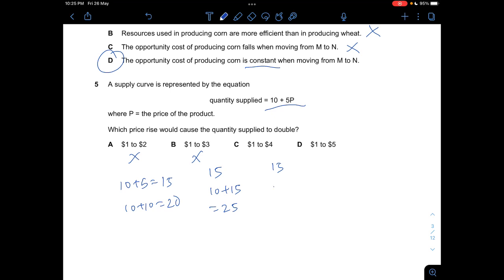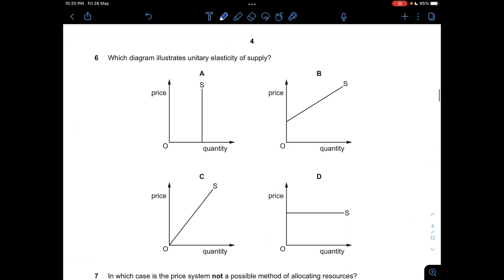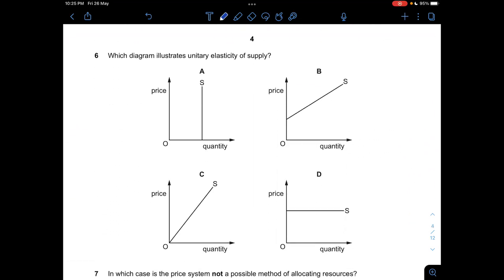So 20 plus 10, we get 30, so this is correct. And let's look at D first to confirm. So 10 plus 5, so we get 15. $5, that'll be 5 times 5, which equals 25. 25 plus 10, we'll get 35, so this is not correct as well. So the answer is C.